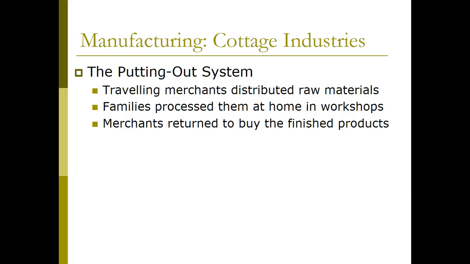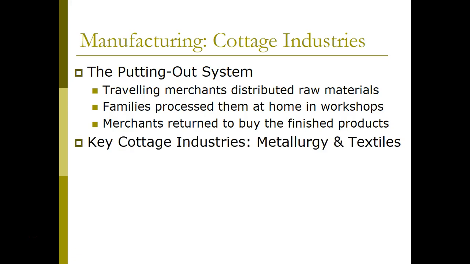So I might sell some pig iron to a family where they have a workshop and they could then work that into what's known as wrought iron, which you could make tools out of. And then I'll come back and buy that. And then I'll take it to somebody else who then turns the wrought iron into a tool. And then when I come back to them, I buy the tools and then I sell the tools to somebody else. So that's the putting out system that is fueling the cottage industries that exist before the Industrial Revolution.